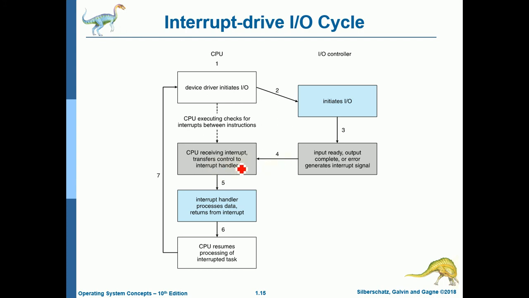The CPU receiving the interrupt transfers control to the interrupt handler. Next, the interrupt handler processes data and returns from the interrupt, and then the CPU resumes processing of the interrupted task. If there is an I/O request again, the cycle repeats. That is the relationship of the CPU and I/O controller, and how these two handle interrupts.